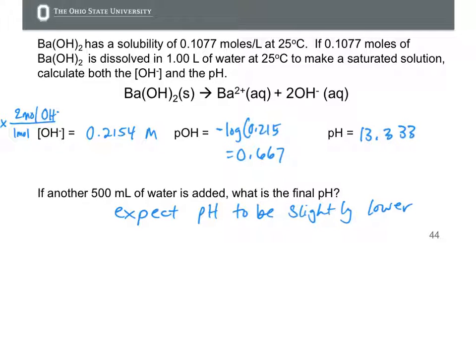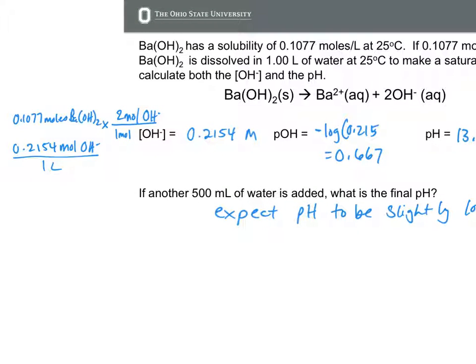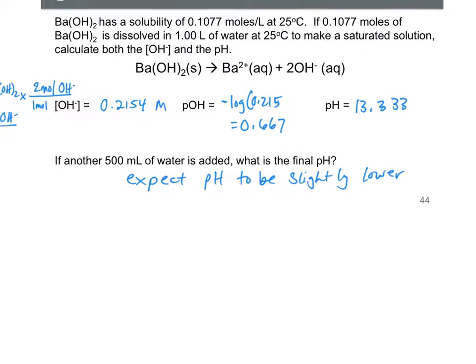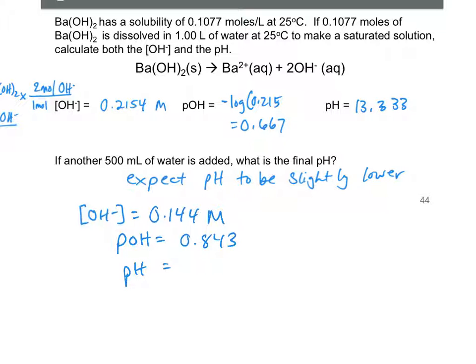In doing this calculation, the only thing that's going to change is the volume that you're dividing your moles by, right? So I end up with an OH minus concentration. I'll let you work this all out. You can check my math again. It equals 0.144 molar. My pOH is 0.843, and my pH is 13.157. So the pH did lower slightly.